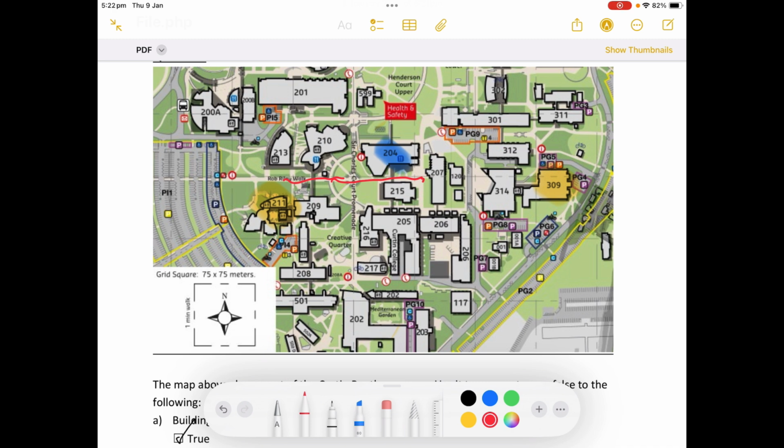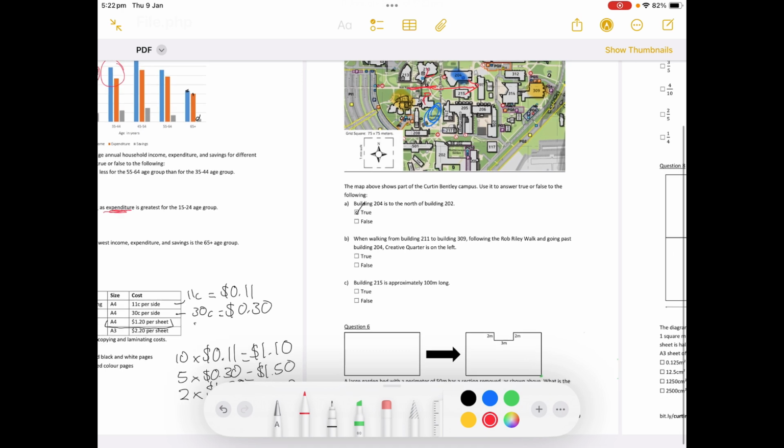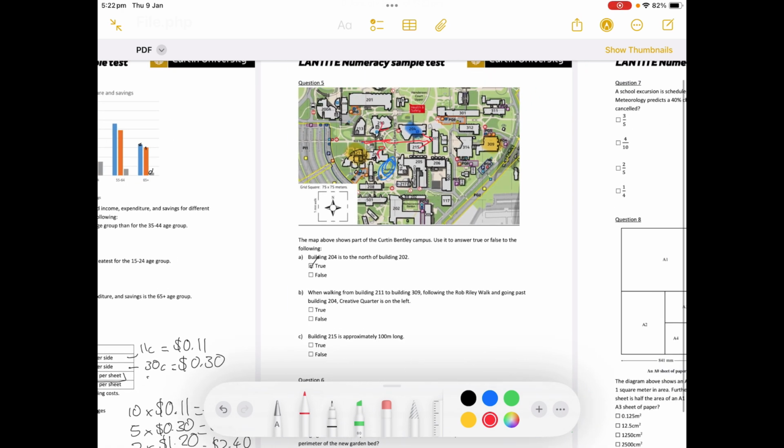Found it. Okay, so creative quarter is this one over here. So let me color it. This is creative quarter. Alright, so if we're walking this way, imagine you're standing on the walk. This side is your left, this side is your right if you're walking in that direction, right? So creative quarter is on our right. That means that this statement is going to be false.